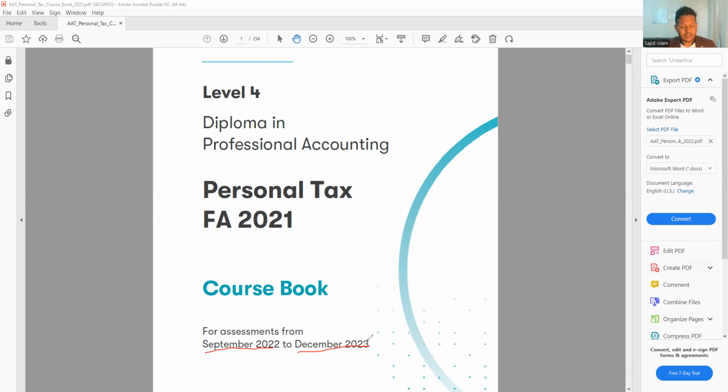Now, the difference between the Finance Act 2021 and 2020 is a few updates to the thresholds for income tax, for example, the personal allowance and the basic rate. So there are a few changes that we have to see for this Finance Act 2021.